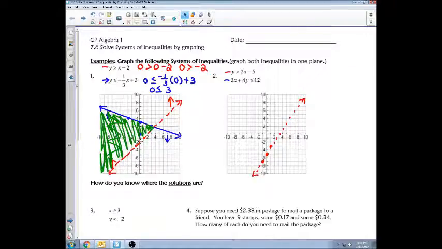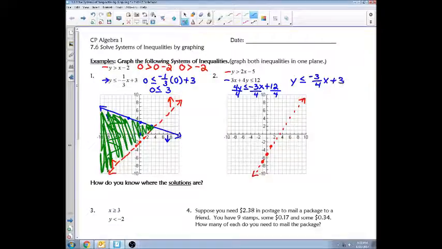For our blue equation, that is not in the form that we need it yet. We have to solve for y. So if I subtract 3x, I'll end up with 4y is less than or equal to negative 3x plus 12. From here, I need to divide by 4. So y is going to be less than or equal to negative 3 over 4x plus 3. So I start at positive 3. I'm going to go down 3, right 4. I'm going to go up 3, left 4. And this inequality does have an equal to. So this will be a solid line.